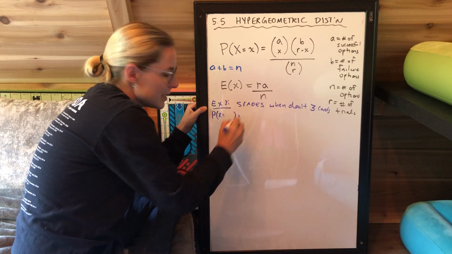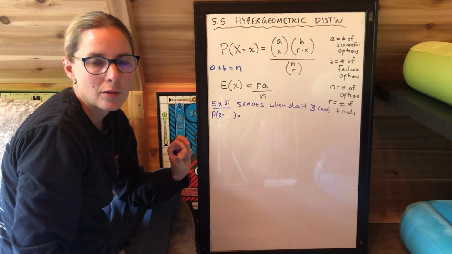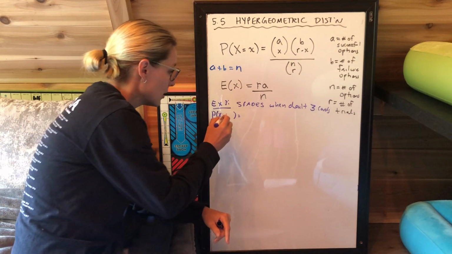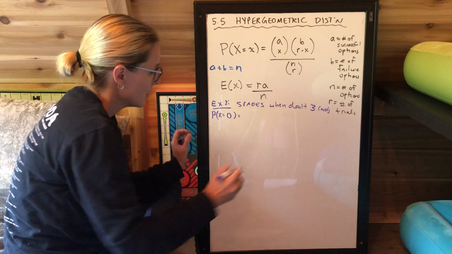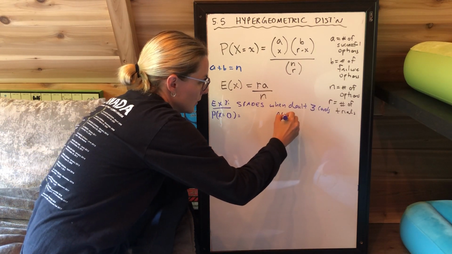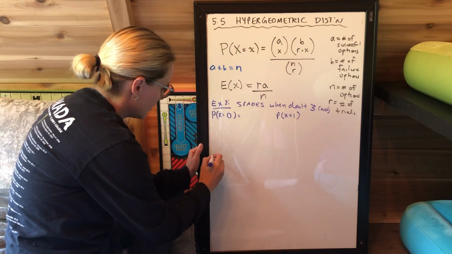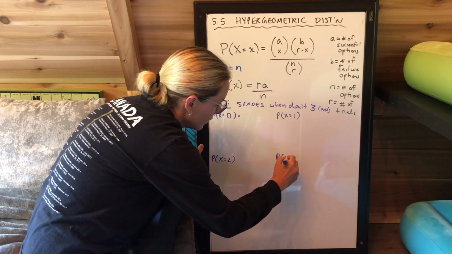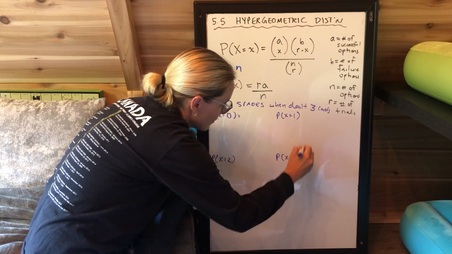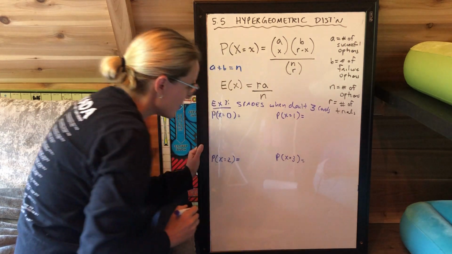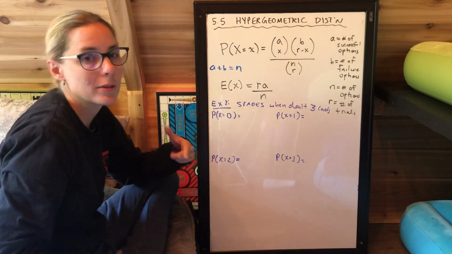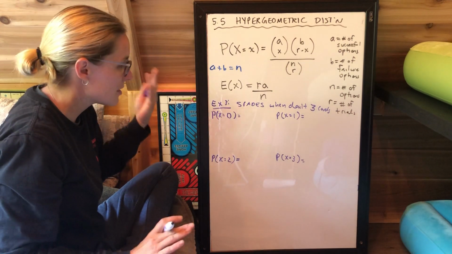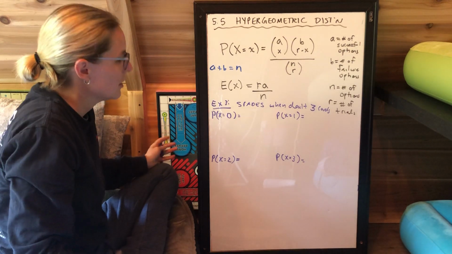So if you are being dealt 3 cards, what are all the options for the number of spades you could get? You could get 0 spades. You could get 1 spade. You could get 2 spades, or you could get 3 spades. So in a situation like this, if they ask you for the probability distribution, you have to calculate all the possible options. Is it annoying to do 4 calculations? Of course. But you get the idea.